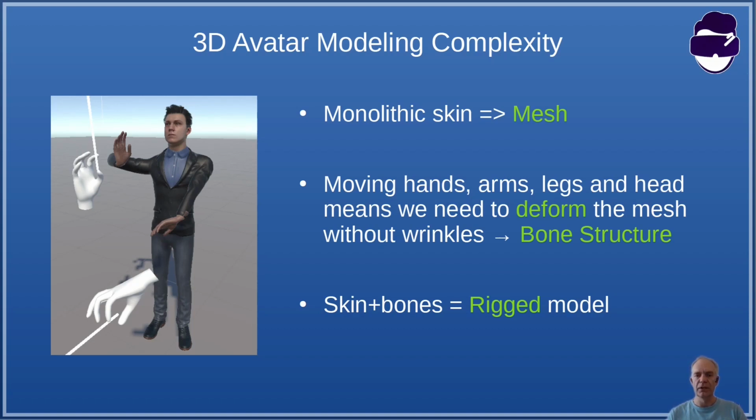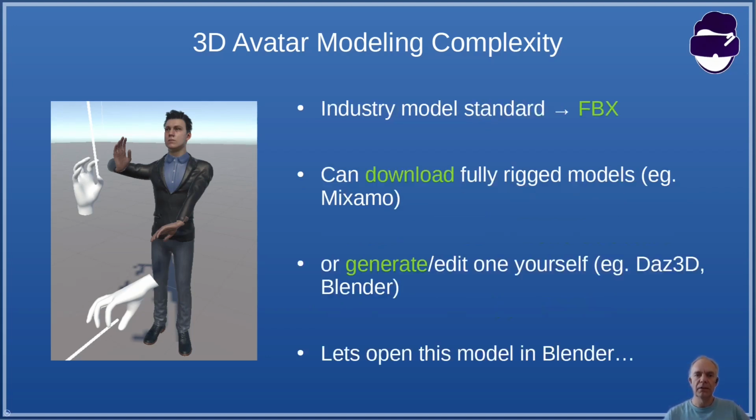And that's something we did not have with our avatar that we created in part 1 and 2. Skin mesh together with the bones is what we call a rigged model. Now there's an industry standard for that, and that's called FBX, and there are more standards like Wavefront OBJ and others, but we'll use FBX in this tutorial. And the good thing is you can download these fully rigged models from sites like Mixamo, but you can also generate or edit one yourself. So let's first open this model that we see here in Blender and see what that looks like.